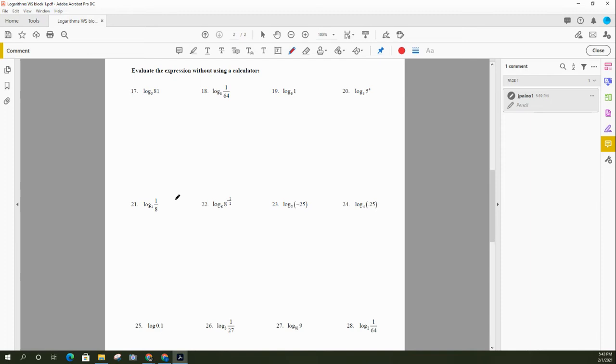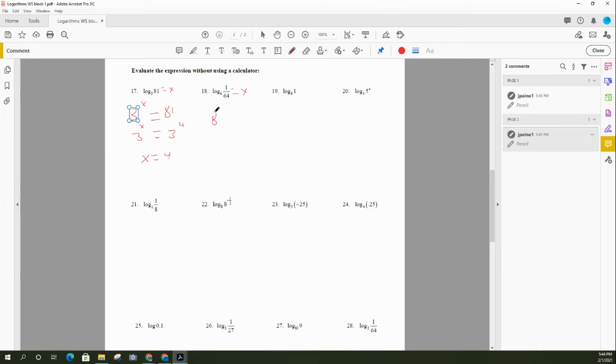All right, so now just evaluate without using a calculator. So they want to know, 3 to the what power equals 81. We'll just set this equal to x. What's that x? So 3 to the what power equals 81. Your goal is to try to get these bases the same. So 81 is 3 to the fourth. So x equals 4.